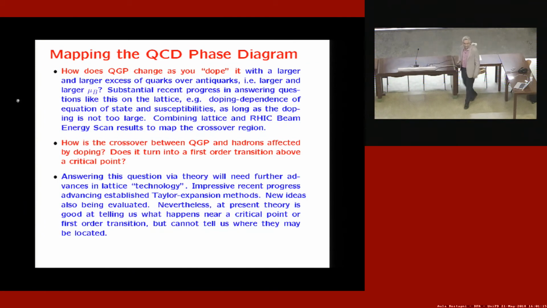So to map the phase diagram of QCD, that's the question of how does the quark-gluon plasma change as you dope it? And you dope it by making it in lower energy collisions. And there has been a lot of progress in answering this. How does QGP change as you dope it if you don't dope it too much? And I'm going to give you just a sense of this.